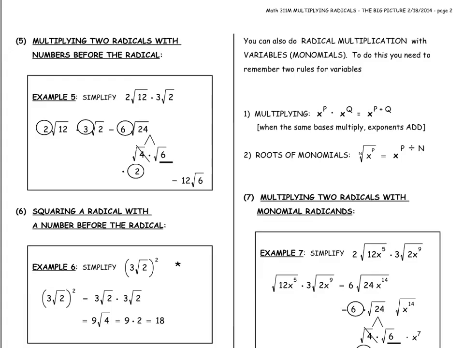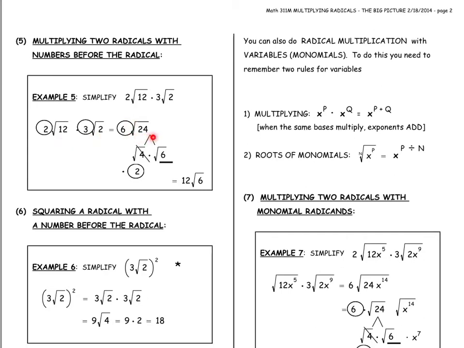Getting progressively more challenging, it's possible to multiply two radicals where there's a number in front of each radical. Again, all you have to do is be organized. Realize that the 2 in front of the rad 12 and the 3 in front of the rad 2 are whole numbers. And when we make one big multiplication example out of this, the whole numbers, the 2 and the 3, are going to want to make 6 together, while the rad 12 and the rad 2 are stuck being rads.